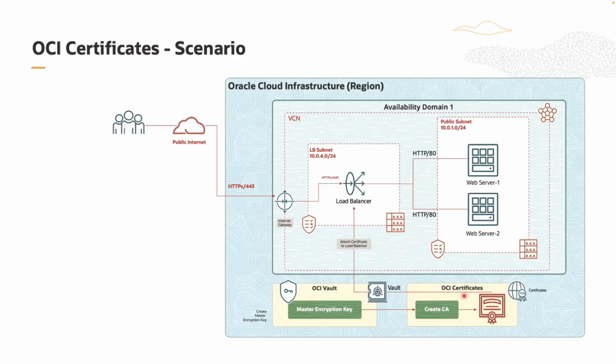So before you start deploying, some pre-configurations are required, such as creating a dynamic group for certificate service, and an IAM policy that allows the dynamic group to access keys in the OCI vault. In addition, we will need additional IAM permissions to manage certificates and attach them to the load balancer.